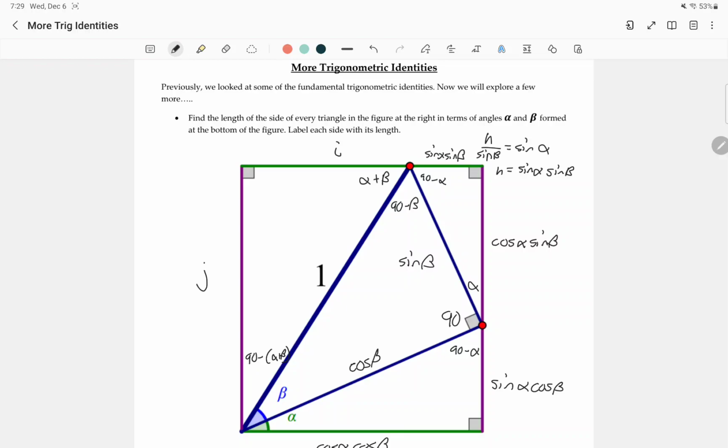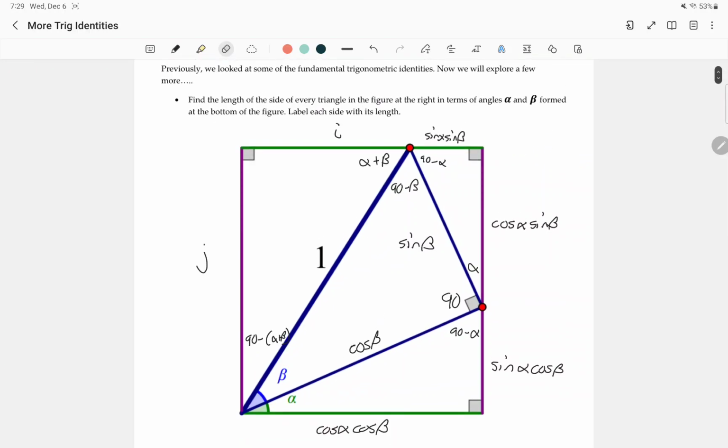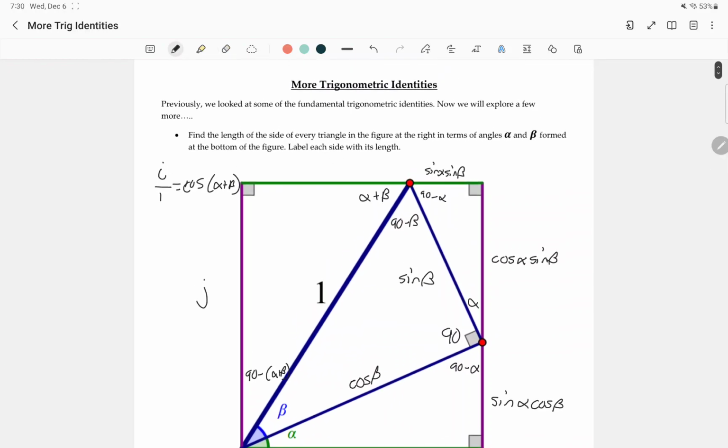And then moving on, we'll solve for i. I'm just going to erase this to make some more space. So i is going to use this side of the triangle. If we start from here, we know that i over 1 is equal to cosine of alpha plus beta. So we'll just plug that in. That seems a pretty easy one. So this is going to be cosine of alpha plus beta.